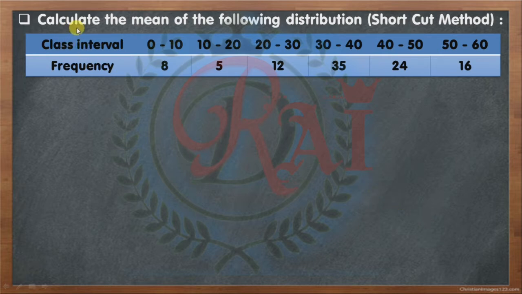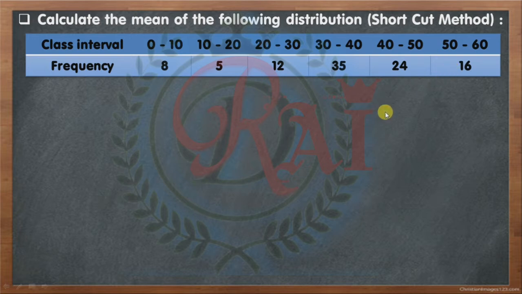First question: calculate the mean of the following distribution by shortcut method. Class interval from 0 to 10, frequency is 8; 10 to 20, frequency is 5; 20 to 30, frequency is 12; 30 to 40, frequency is 35; 40 to 50 is 24; and from 50 to 60, frequency is 16.